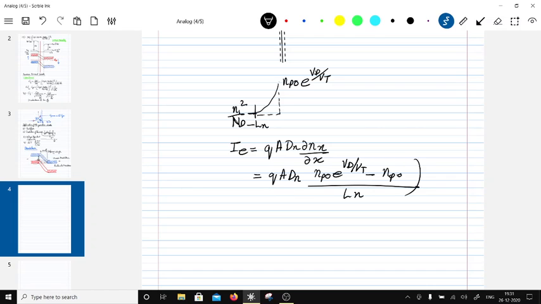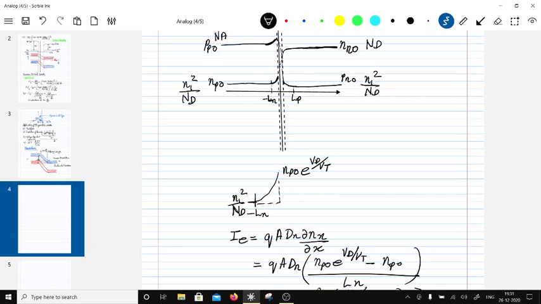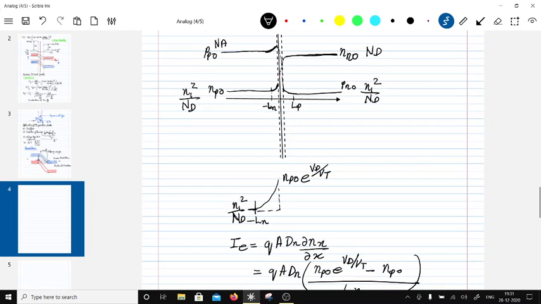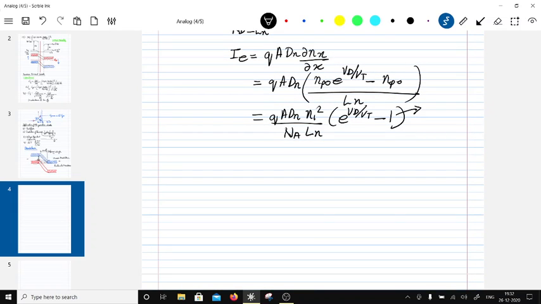So what will be there? It will be ln. So this will be equal to QADn Ni square over Na ln, e raised to Vd over Vt minus 1. So now this minus 1 is because of minority carrier here. So this is like a leakage current, right? So had this NPO been 0, that leakage current would have been 0, right? So you remember where this is coming from. This is coming from minority carriers drift current, right?